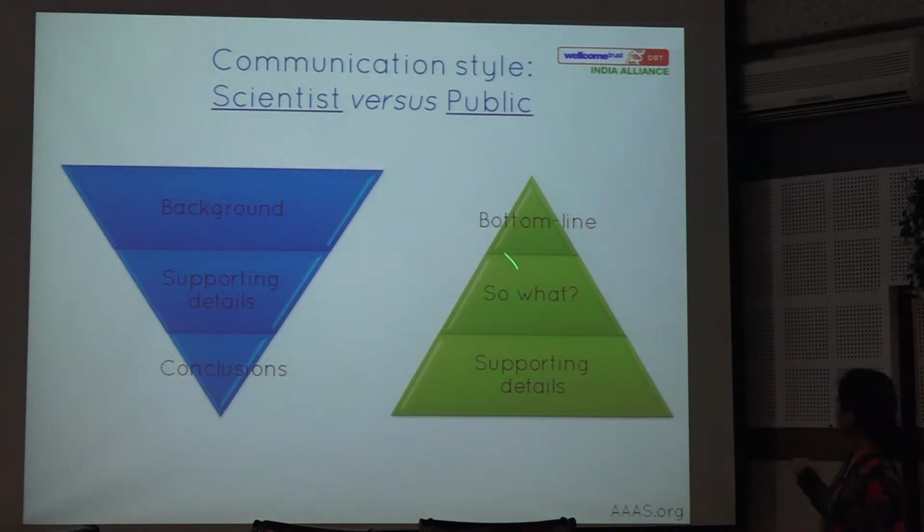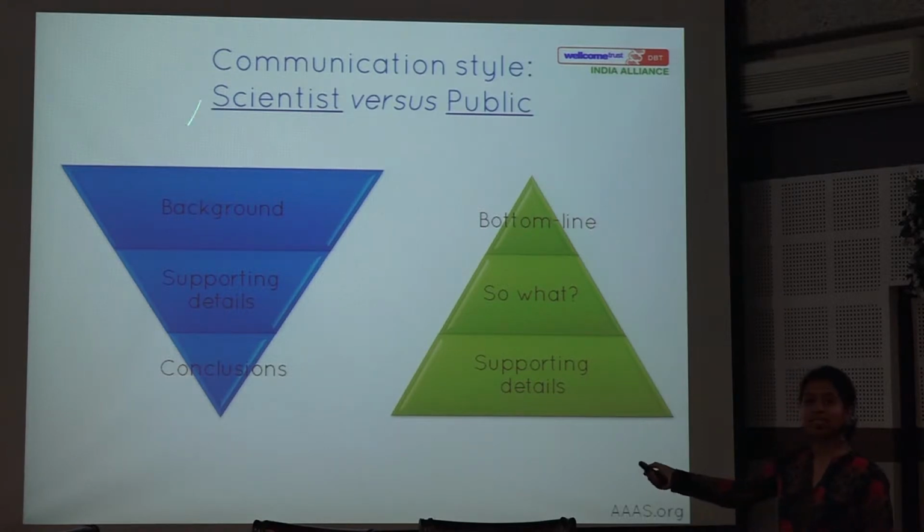Right, so this is one style of communication and this is another style of communication. Could you tell me which one is the scientific style? The blue one or the green one? The blue one has background, then supporting details, and then conclusions. The green one has bottom line, so what, supporting details. Pretty obvious. So the blue one is the scientist. The green one is the public.